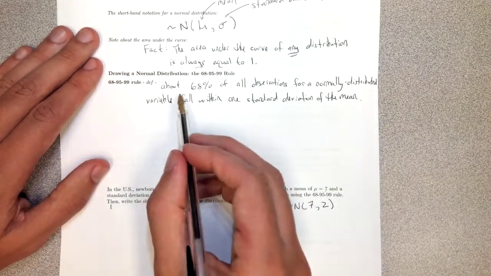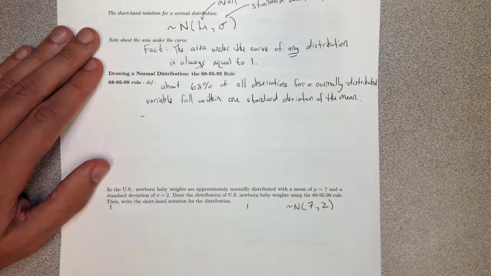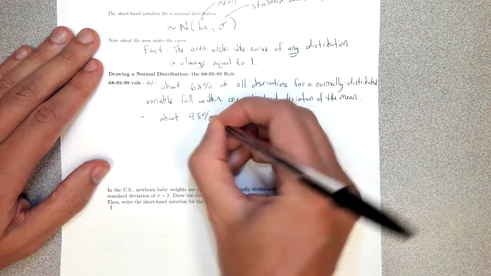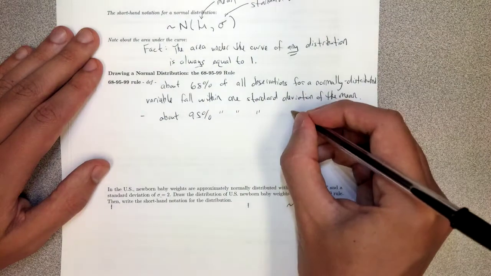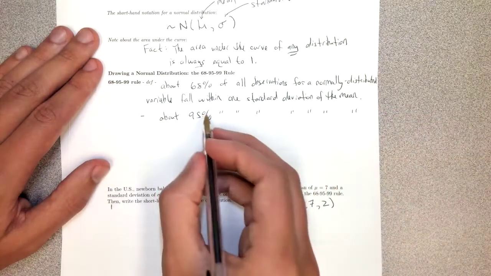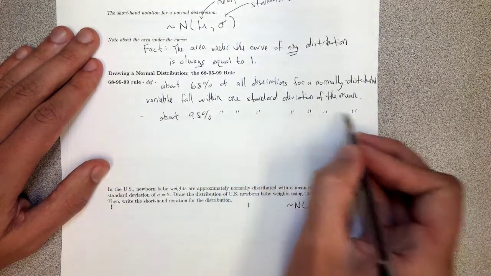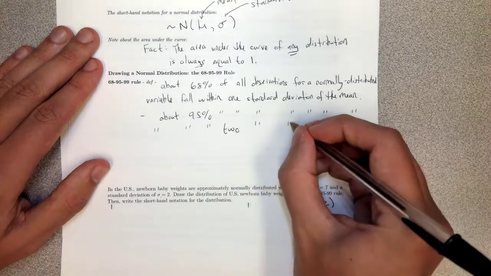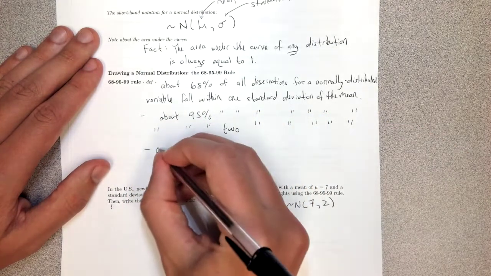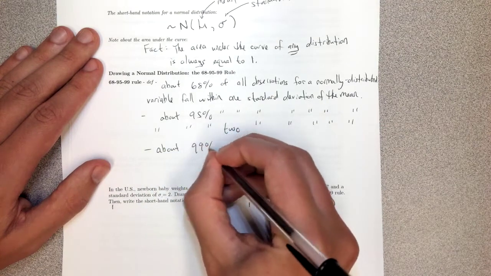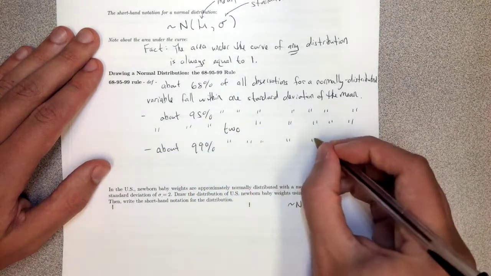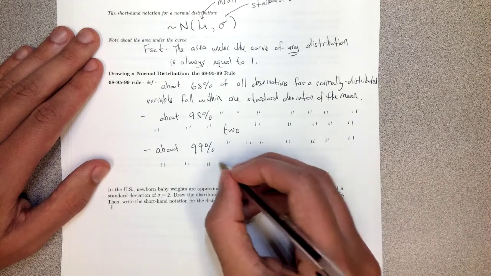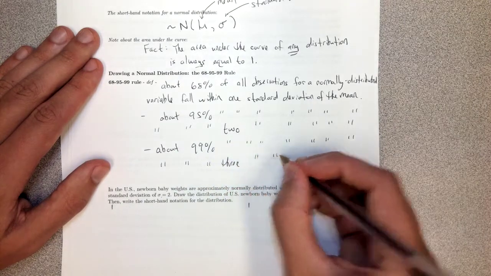All right, so this will make more sense when we do the picture, but the 95 and 99 part of the rule just say that about 95%, and I'm going to use these little double quotes to indicate that all these words are the same. So about 95% of all observations for a normally distributed variable fall within 2 standard deviations of the mean. And about 99% of all observations for a normally distributed variable fall within 3 standard deviations of the mean.